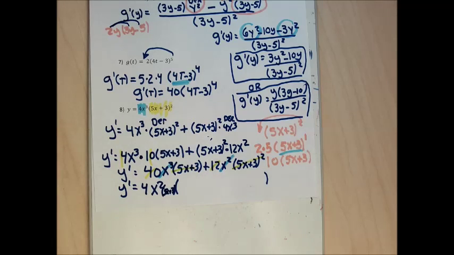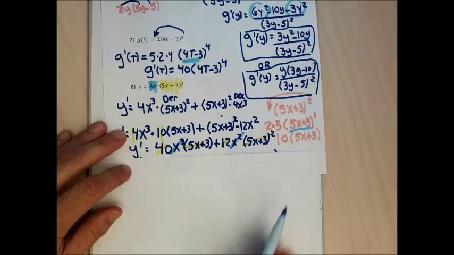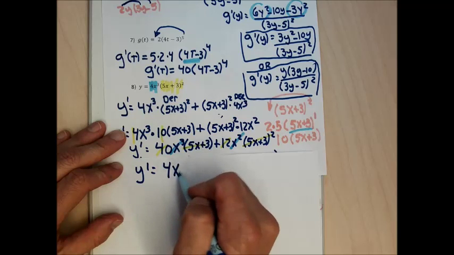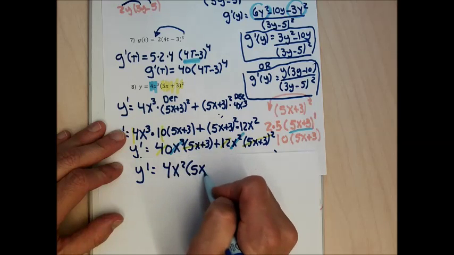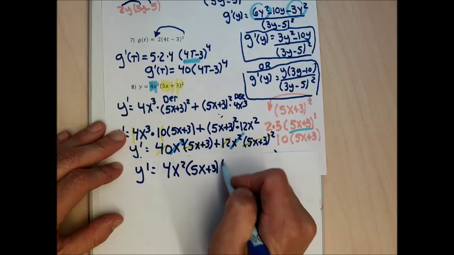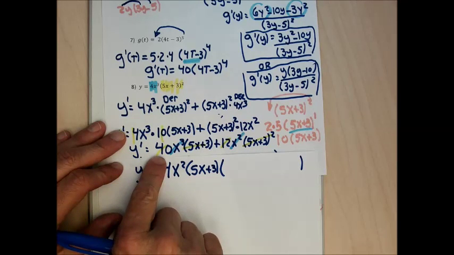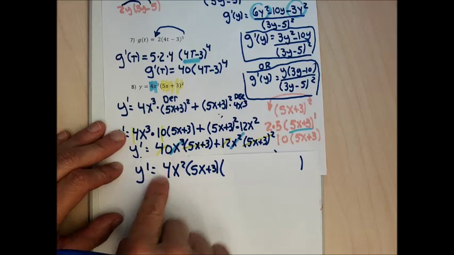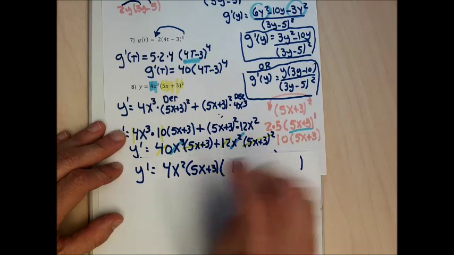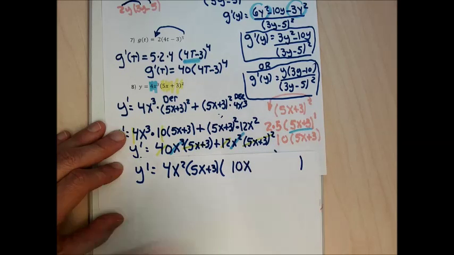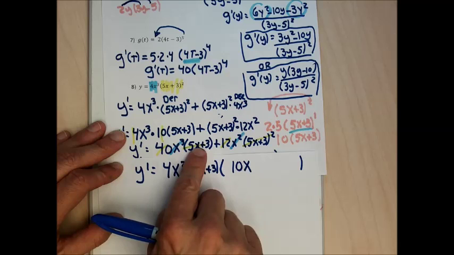I didn't really leave myself room to do that. Let me get another sheet of paper. So what I'm trying to write here is y prime equals 4x squared times 5x plus 3. That's my common factor. And what I'm going to be left with from this piece, from the 40, when I take out a 4, 40 divided by 4 is 10. From this x cubed, I took out 2 x's, so I'm left with 1x. I took out that 5x plus 3 entirely.